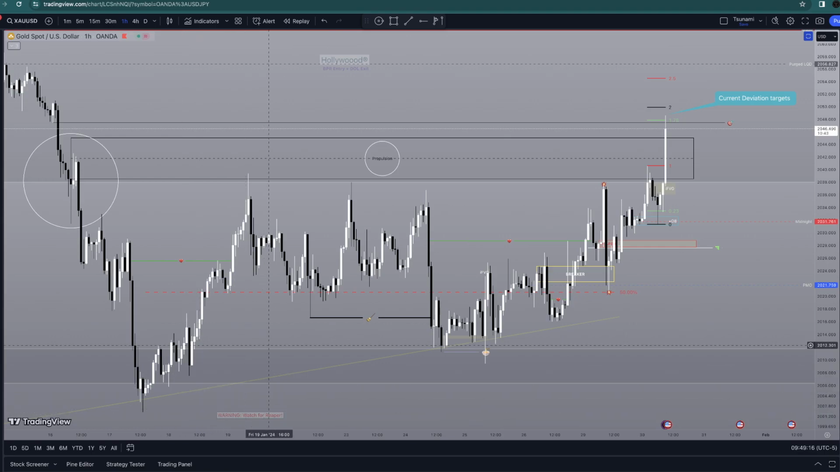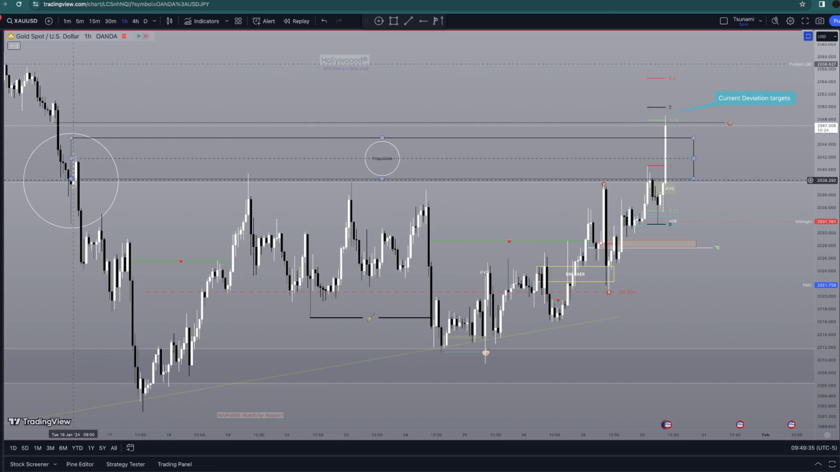And this one, I'm gonna just talk about propulsion and deviation targets. Just a small lesson in propulsion. A lot of people are still trying to learn about propulsion and what propulsion means. And real quick, it's not a hard concept.